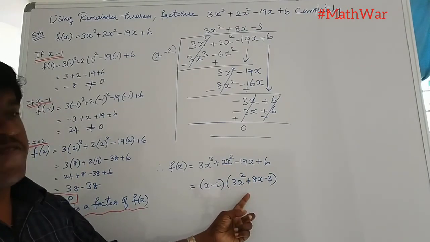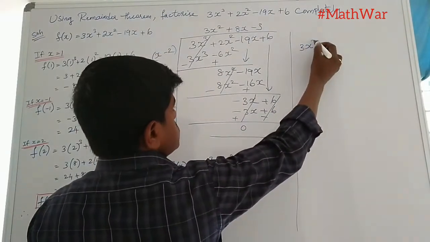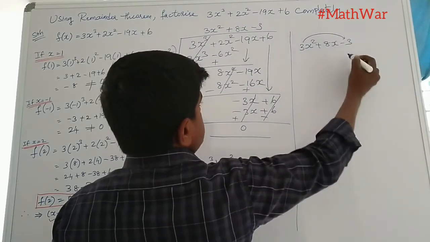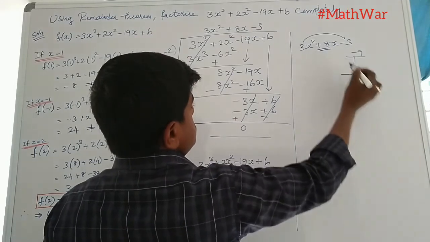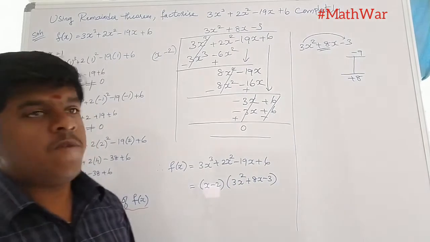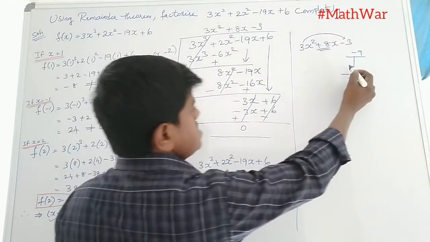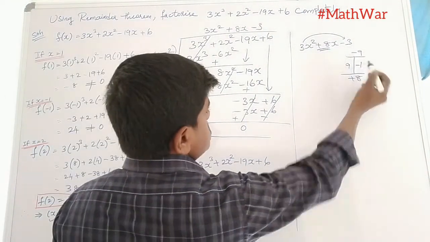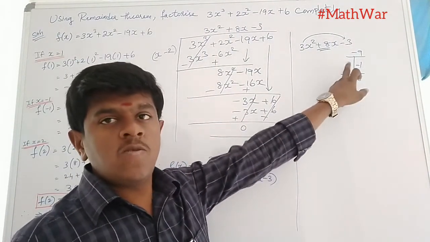But this we should simplify further, so we have to go with the other side. So 3x square plus 8x minus 3. Now this 3 and this 3 you should multiply, and you can see 3 times minus 3 is minus 9, and the coefficient of x is plus 8. We should choose numbers such that if you multiply we get minus 9 and if you add we get 8. So the chances are 9 and 1. Since plus 8 is coming, it is 9 and minus 1. If you add 9 and minus 1 you get plus 8, and 9 into minus 1 you get minus 9.